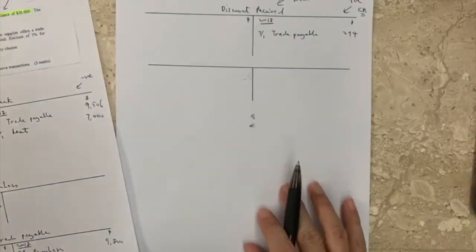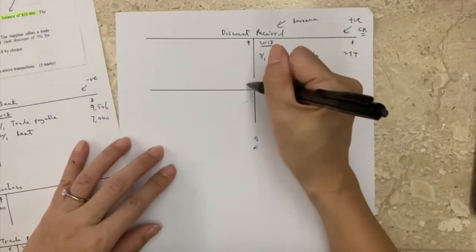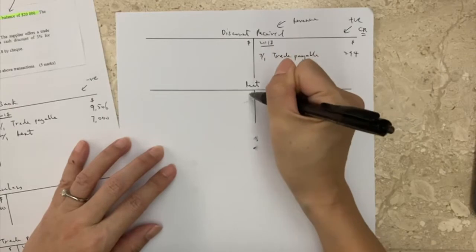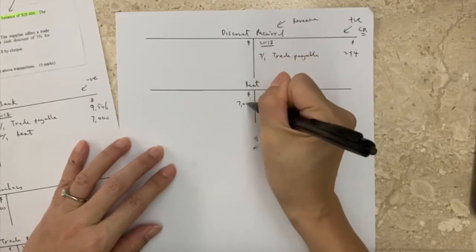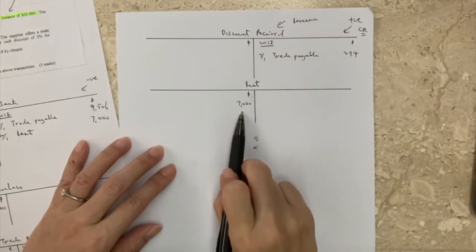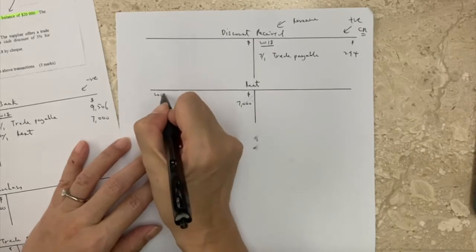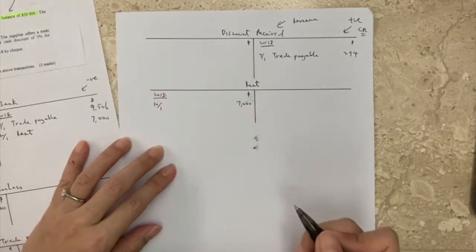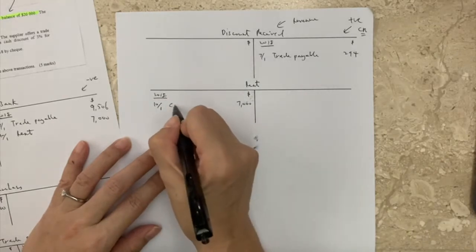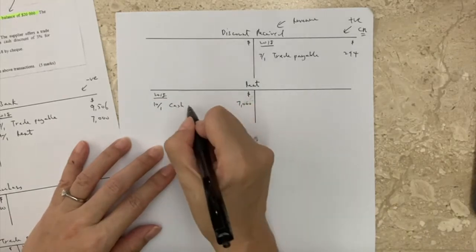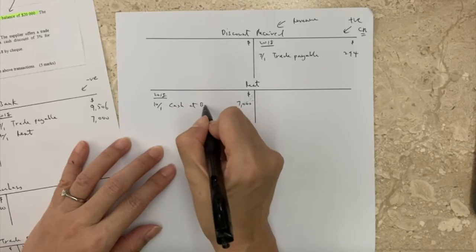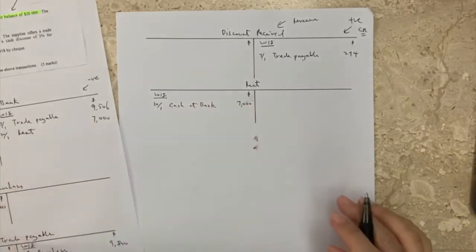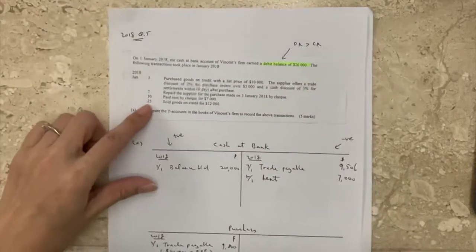Rents is a kind of expense, so it should be on the debit side. So here I have another T for rents. The double entry is debit rents. We put the figure on the debit side, and the date 2018, January 10th. The reason is we pay by check, which is cash at bank. So I finished the posting on 10th.